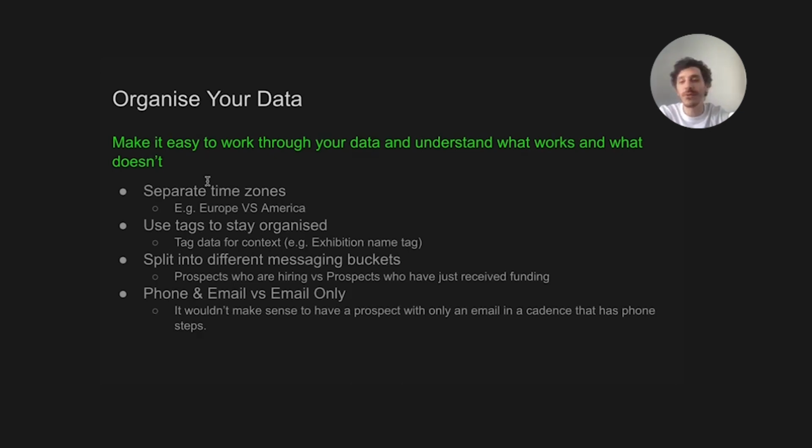And then last is phone and email versus email only. So you've got these sequences that might include an email touch point, a phone touch point, a LinkedIn touch point. If you don't have their phone number in the data and you can't source it, what's the point of having that phone touch point? It's just a wasted step. So have it as just an email cadence. Don't have it as an email and phone cadence.